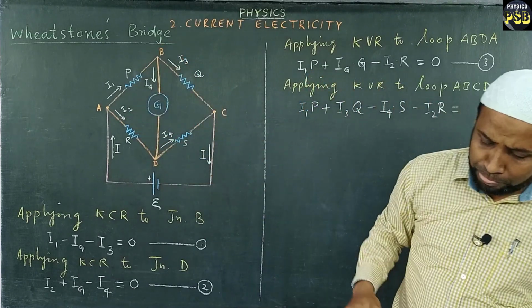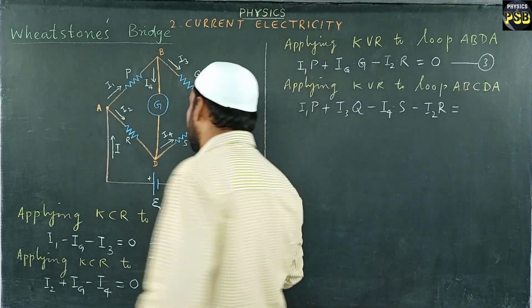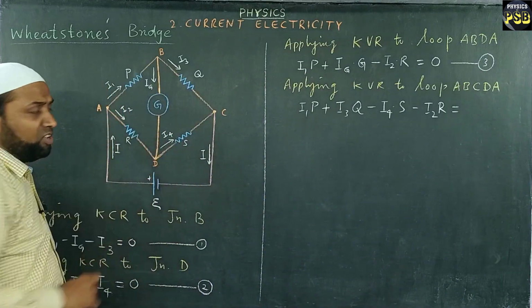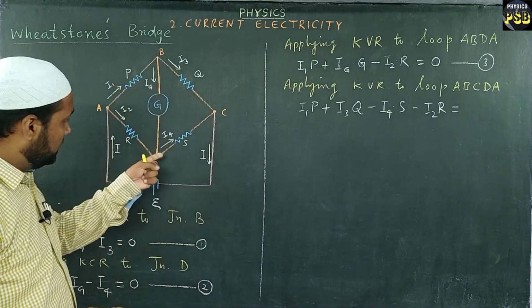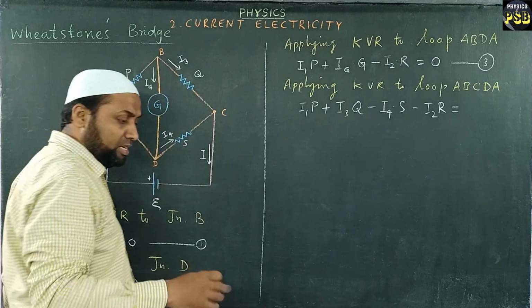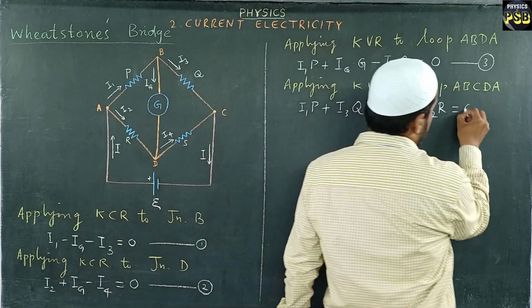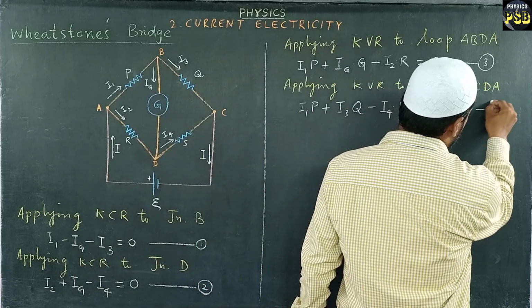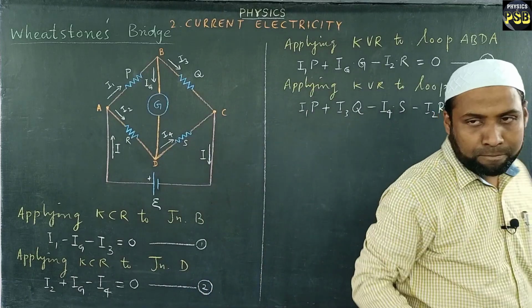We know there is no cell present in this loop. So the EMF is 0. This is equation number 4.